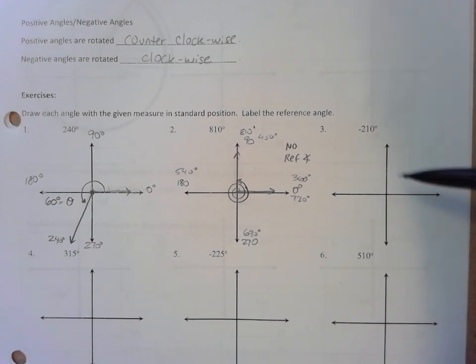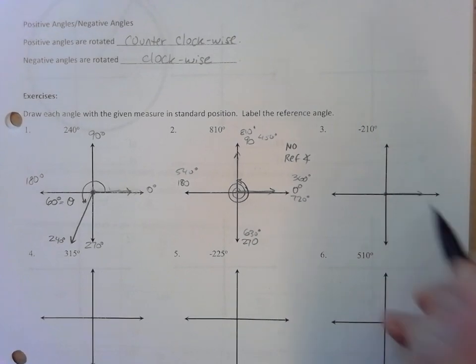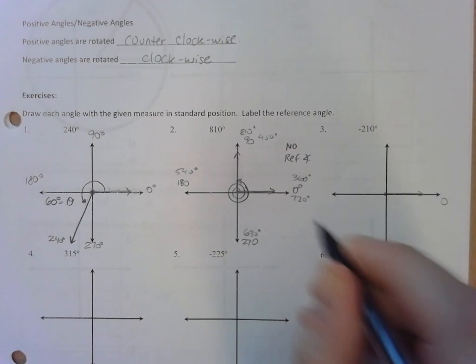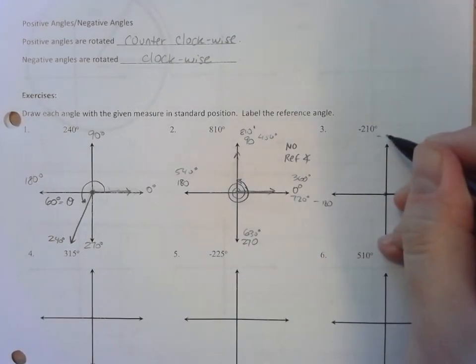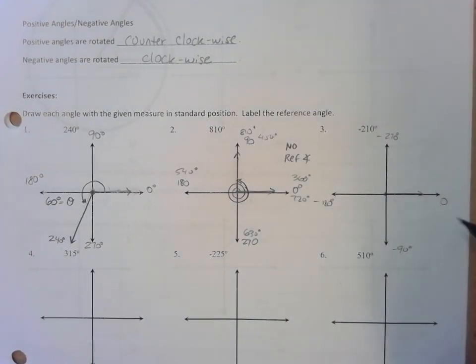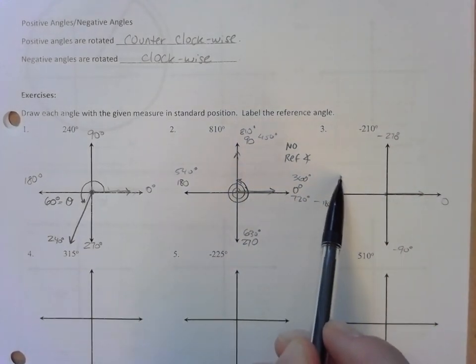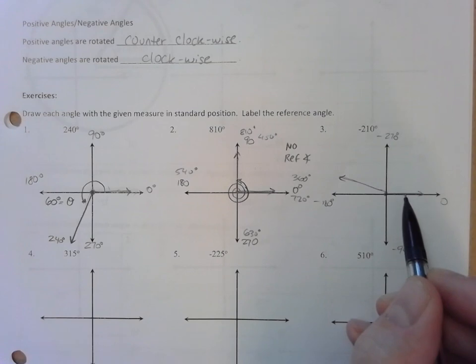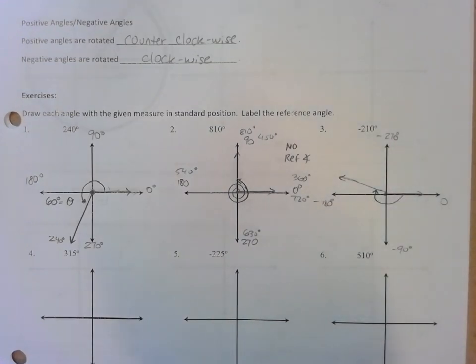Now, number 3 is the first time we encounter a negative angle, which means we're going to rotate the initial side starting from here, and we're going to rotate it clockwise. 0 degrees, negative 90 degrees, negative 180 degrees, negative 270 degrees. Now, negative 210 is between negative 270 and negative 180. Which is it closer to? It's closer to negative 180. So we'll put the terminal side here because we are marking a negative angle. I don't want to go counterclockwise. I want to draw the spiral going clockwise.